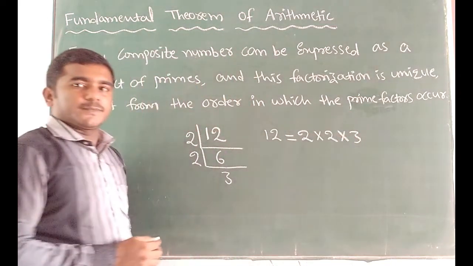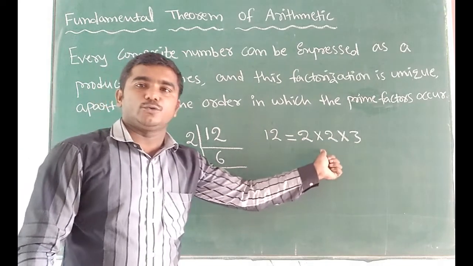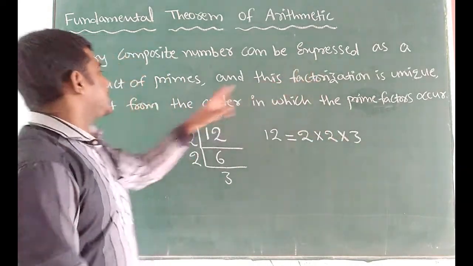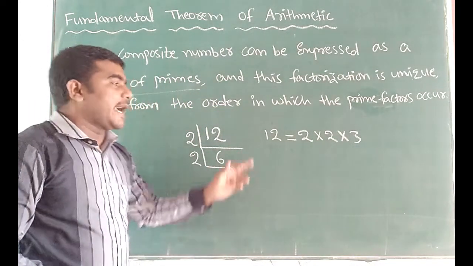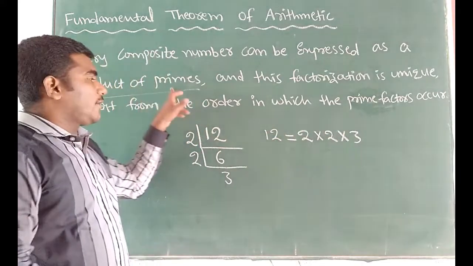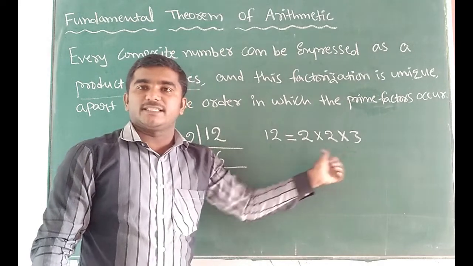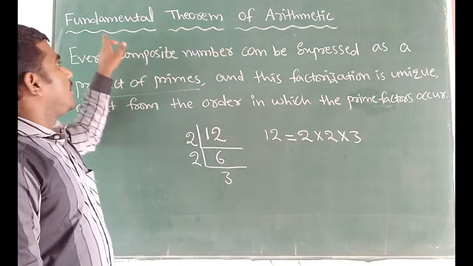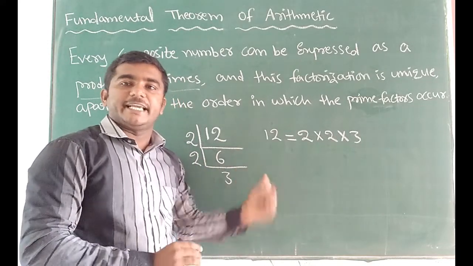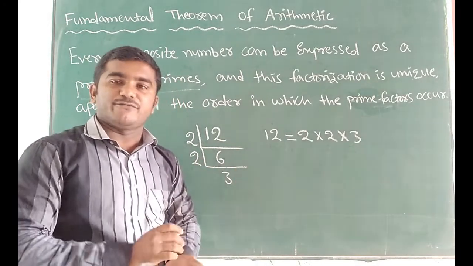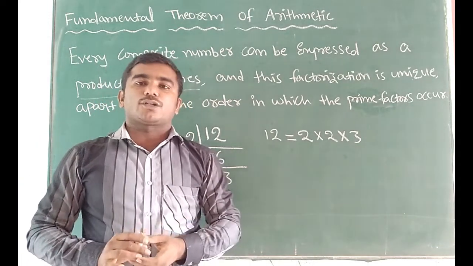See, 12 is a composite number. This composite number I wrote as 2 into 2 into 3, expressed as a product of primes. See, 2, 2, 3 are prime numbers. I wrote it as a product of primes. This is called the fundamental theorem of arithmetic. Understand? The fundamental theorem is nothing but the prime factorization method. Every composite number we can express as a product of prime numbers.